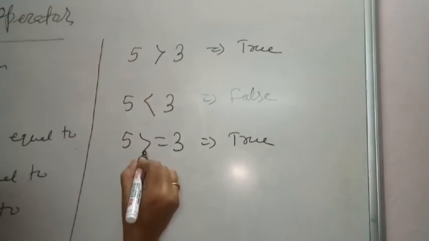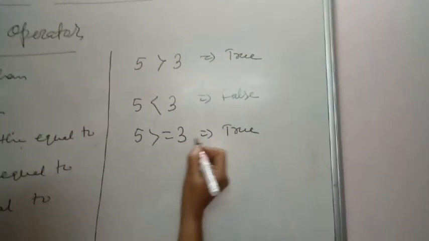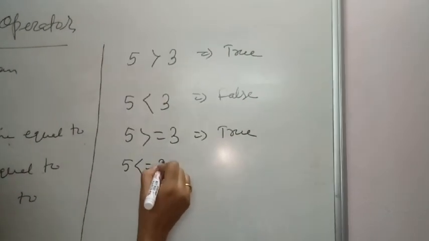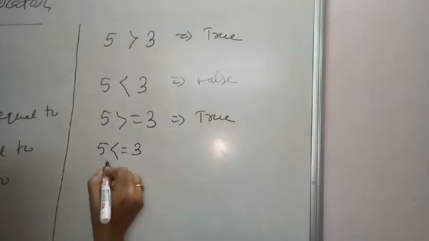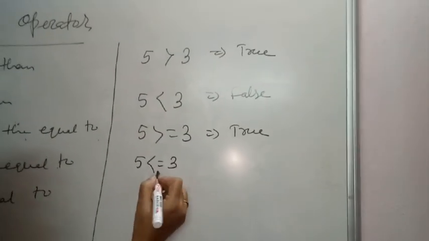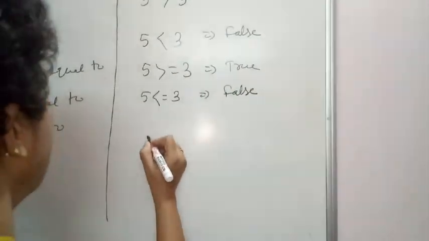Is 5 greater than or equal to 3? It is not equal to, but it is greater than 3. That is why the answer is true. Similarly, 5 less than or equal to 3. Now here 5 is neither equal to 3 nor less than 3, it is greater. So the answer is false.